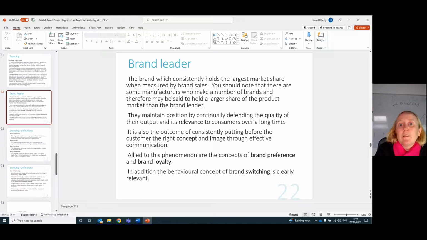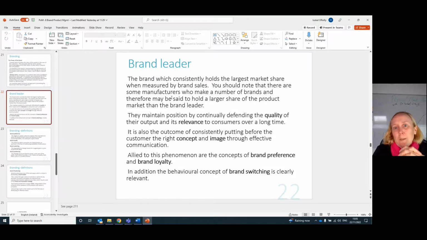So the brand which consistently holds the largest market share when measured by brand sales is your brand leader. So Coca-Cola in this case. You should note that there are some manufacturers who make a number of brands and therefore may be said to hold a larger market share than the brand leader. Washing detergent is a classic example. There are two main companies in the world that make washing detergent, Procter & Gamble and Unilever, or Lever Brothers as they're known in some places. And they make a whole wide range of different types of washing detergent, making it seem to the customer that there's a wide variety of choice available, but really most of what you're looking at is those two companies.